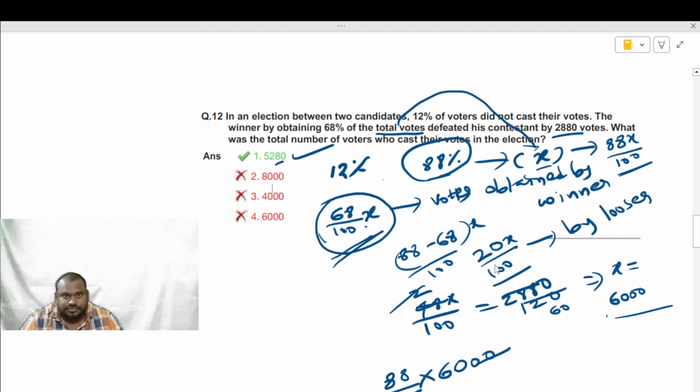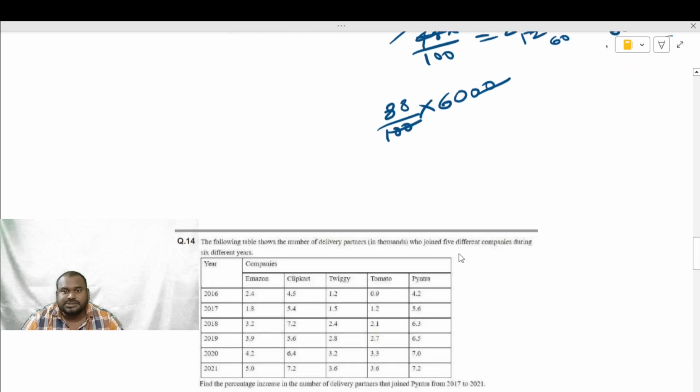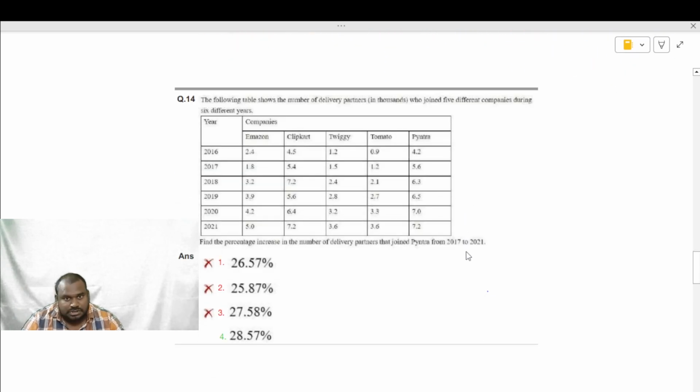See, here if you don't understand this 68% of the total votes, if you consider 68% of the polled votes, that is 68% of 88%, then you will lose the question. You cannot get the correct answer. 68% of total votes, nothing but X, should be taken here. That's what you should be careful about.